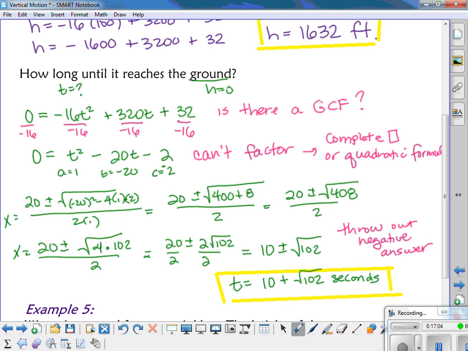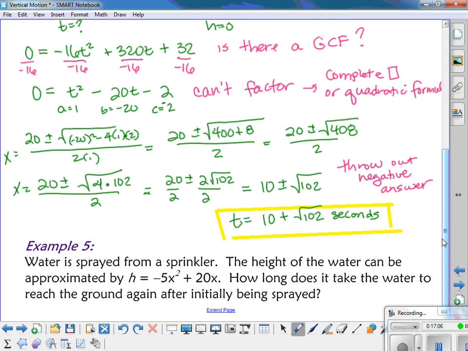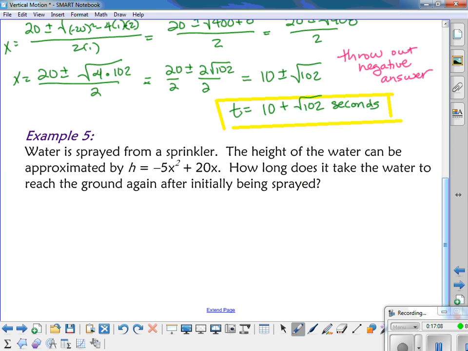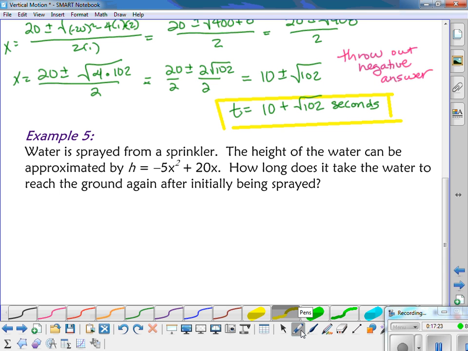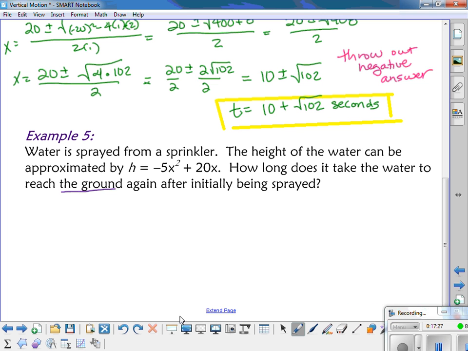All right. This next one isn't so bad, actually. It's a little easier. Water is sprayed from a sprinkler, and the height of the water can be approximated by h equals negative 5x squared plus 20x. How long does it take for the water to reach the ground again after initially being sprayed? So what is h going to equal on this one? If it's on the ground, h equals 0. And we're trying to find the time.